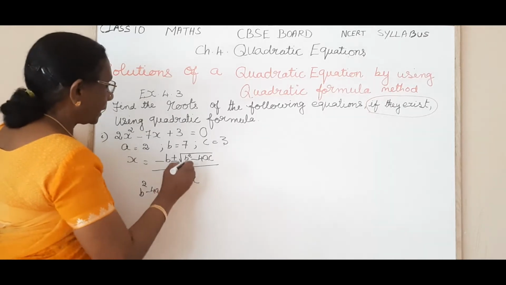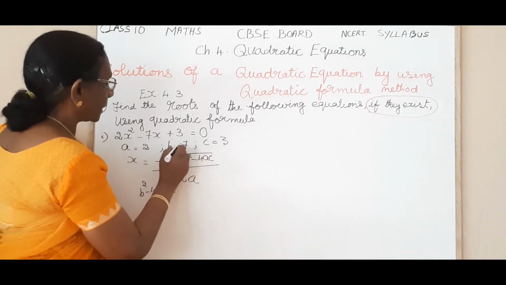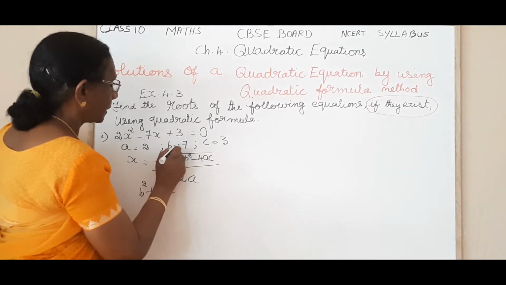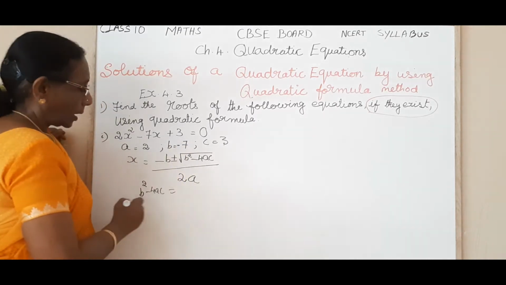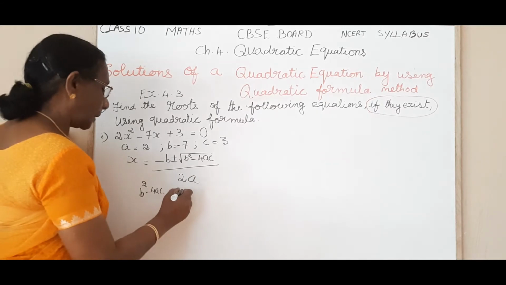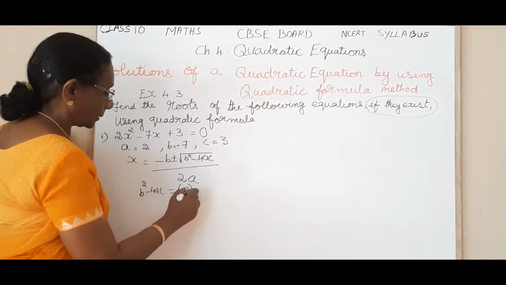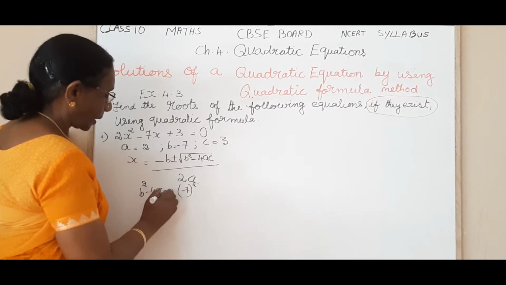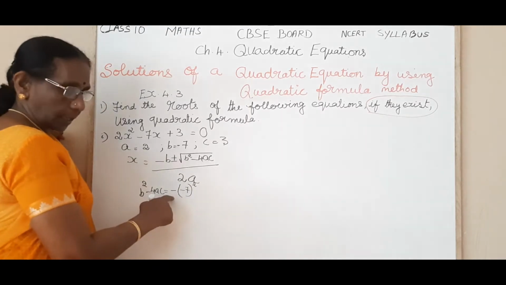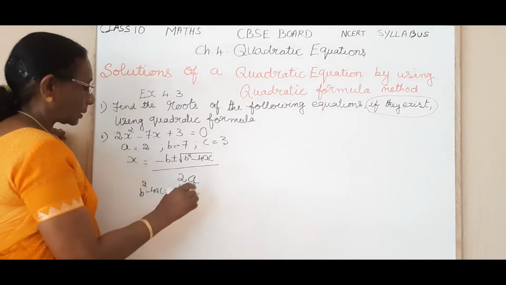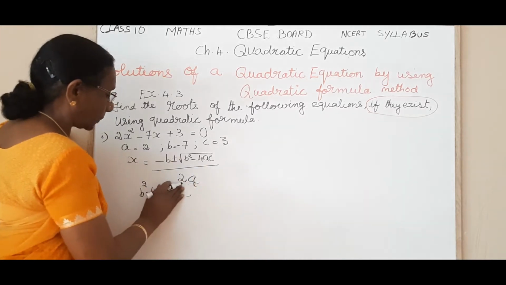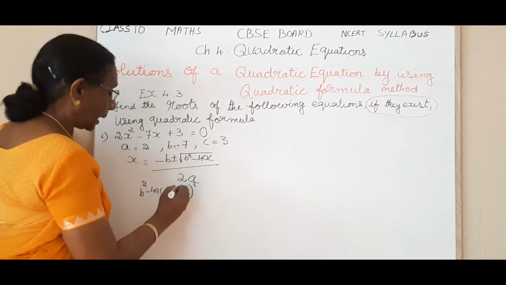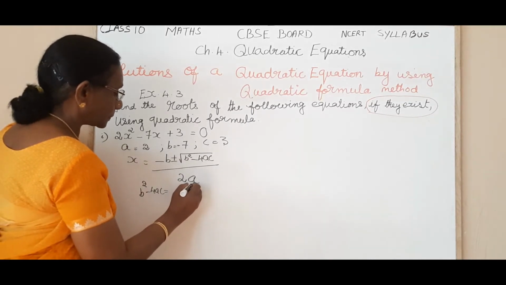What is b? It's not 7, it's minus 7. Okay, so minus 7 the whole square. We are just calculating this b squared minus 4ac. So this is minus 7 the whole square.